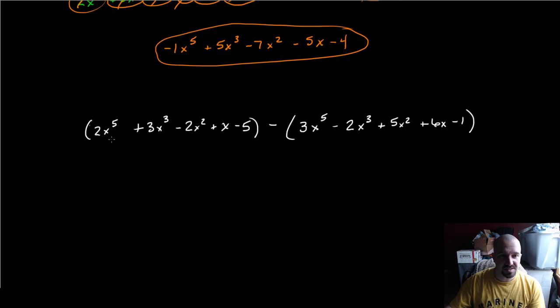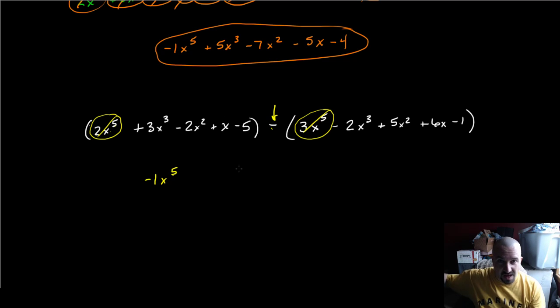So what I'm going to do is I'm going to circle all of my common terms here. So all of my x to the 5th terms get circled, and then I'm going to simply read the operation into it. So this is going to be 2x to the 5th minus 3x to the 5th. So 2 minus 3 is negative 1 x to the 5th. And I move right down the line just like that.